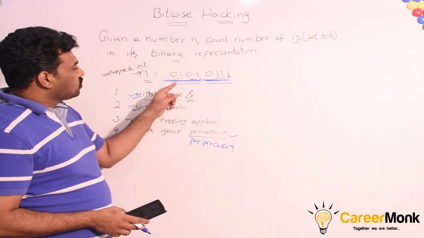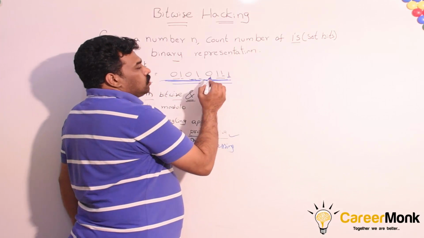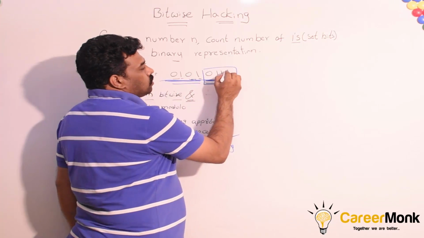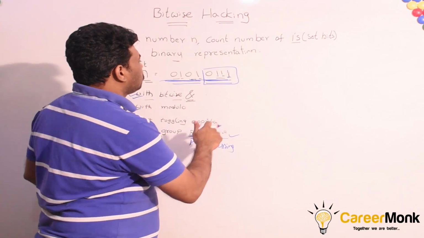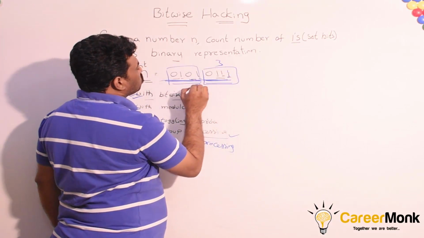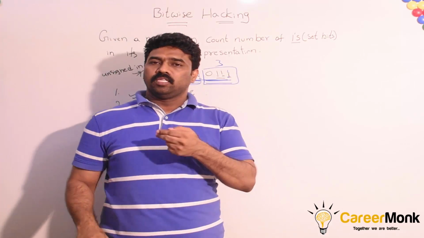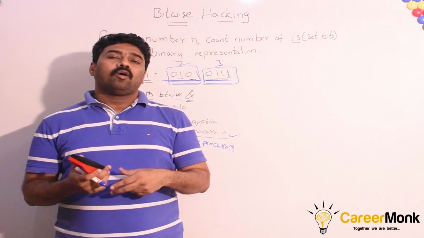Let us assume you are processing 4 bits at a time. So if you are processing 4 bits at a time, how many set bits are in the 4 bits? In this case 3 and in this case 2. By looking at 4 bits at a time, we have to see how many set bits are in the 4 bits. How do you find that?